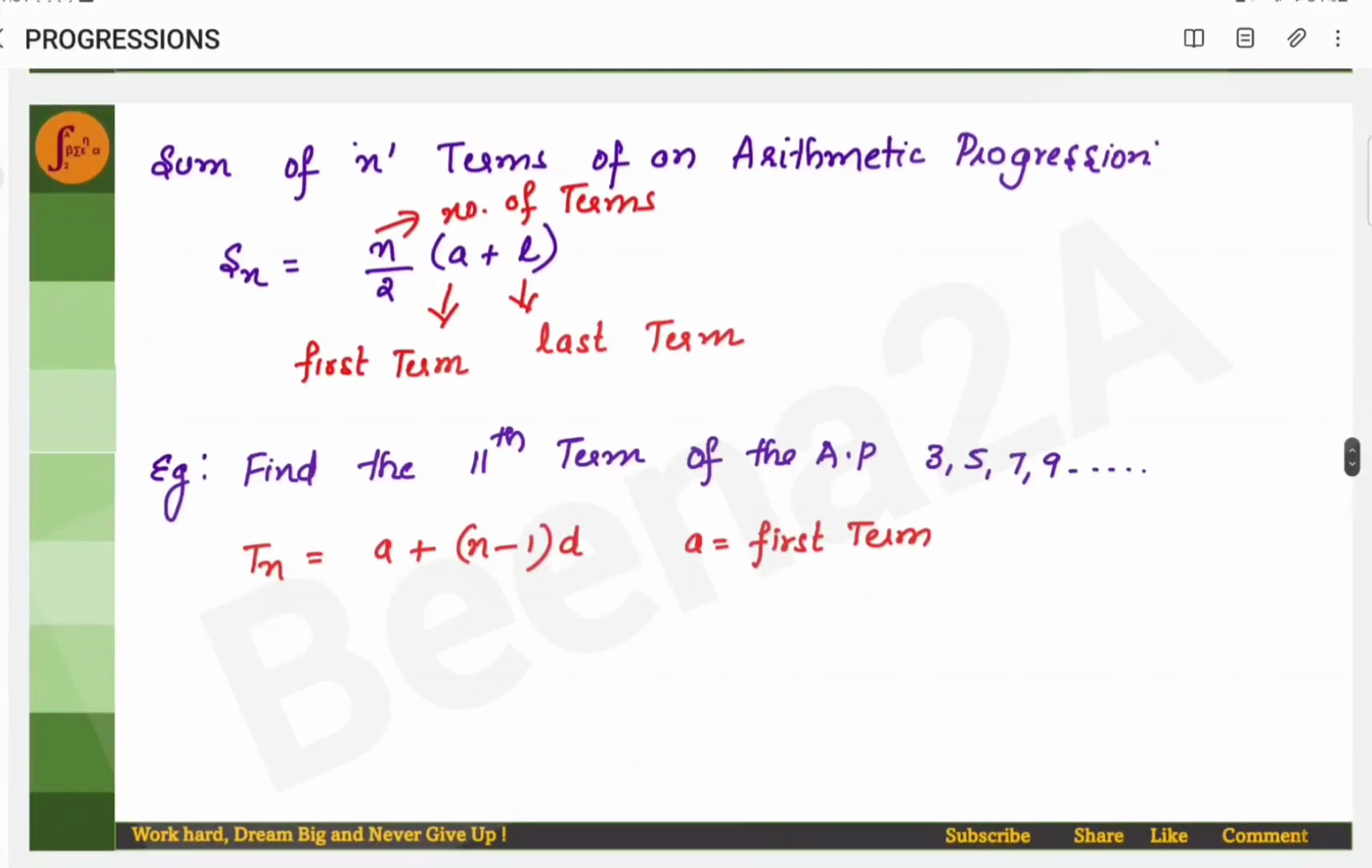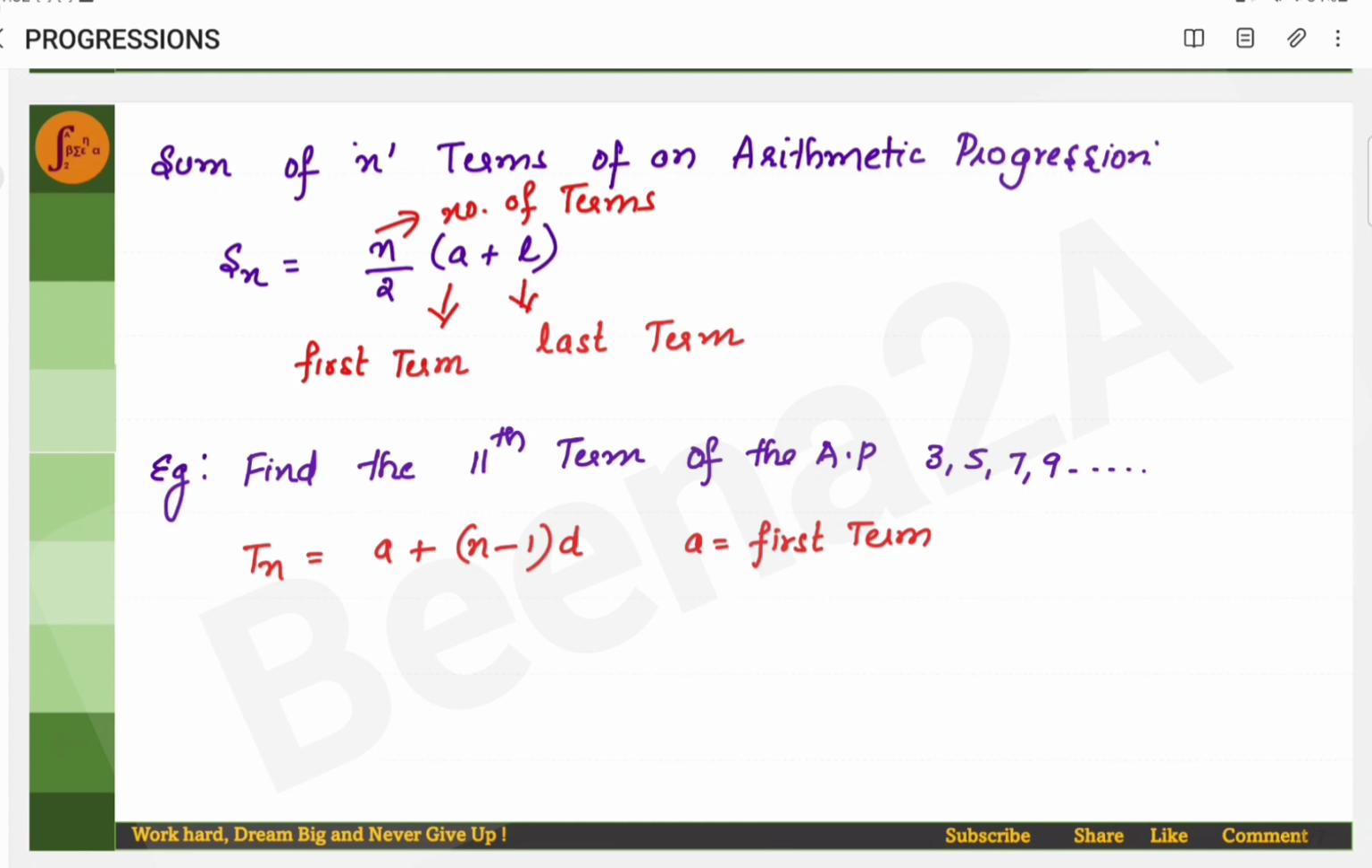What is the formula? You just represent Sn. S is sum. N is the number of terms that you want to total up, right? So n by 2, number of terms by 2, into a plus l. A is the first term, L is the last term. This is how we can find the sum.